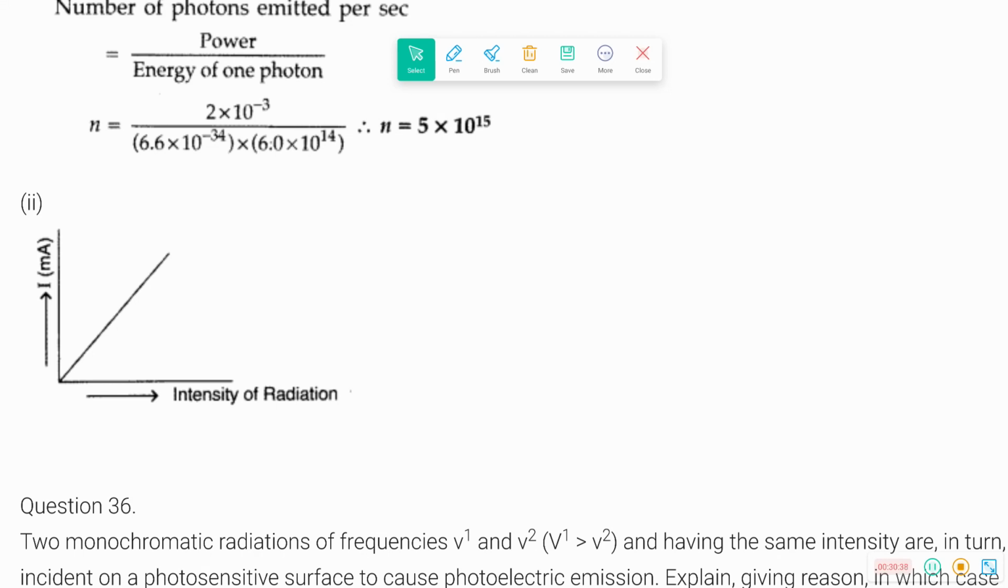Okay, so this graph, what is the explanation according to Einstein? The explanation is whatever energy coming per second, that is basically intensity. So the greater the quantum energy, the greater the intensity, the greater the photocurrent. The number of emitted electrons will be more. That is the explanation.